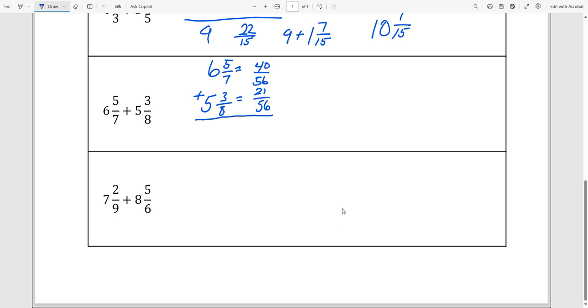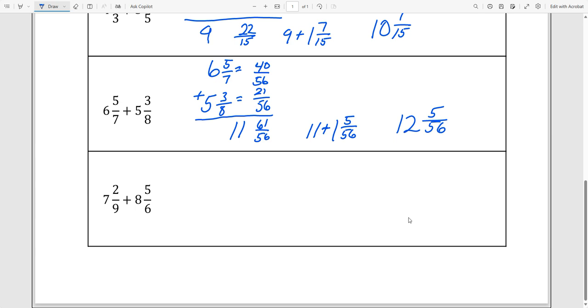And so I'll add the whole parts. 6 plus 5 is 11. And then 40 plus 21 on our fractions. 40 plus 21 is 61. So 61 over 56. We'll convert this to a mixed number. 61 divided by 56 one time. And that leaves 5 left over. And then we can add the whole parts. We'll bring the 11 over and add 11 plus 1 is 12. So we end up with 12 and 5 over 56.